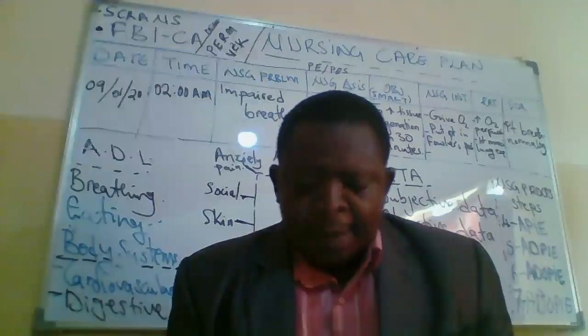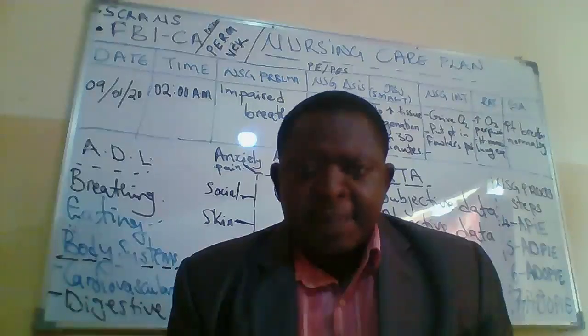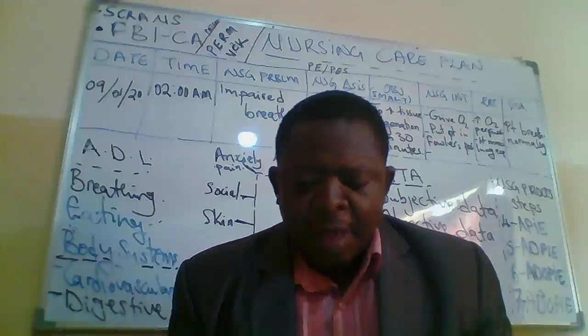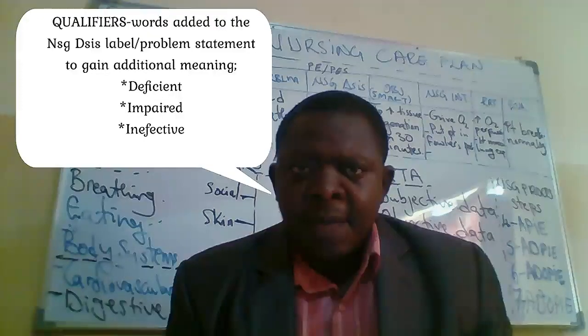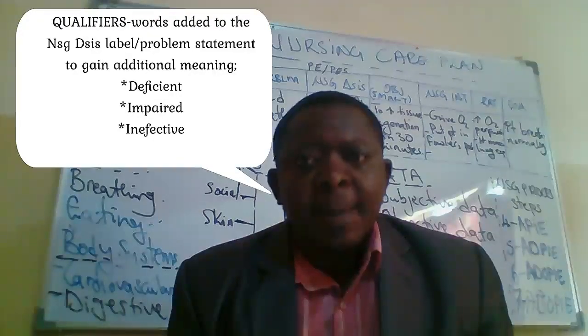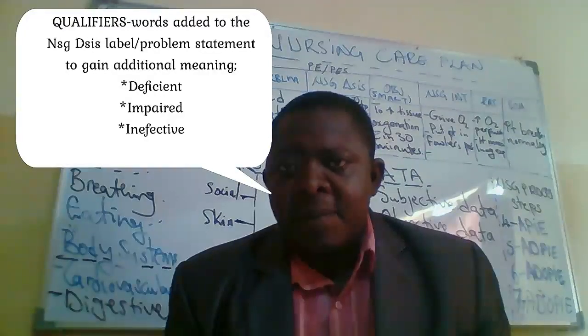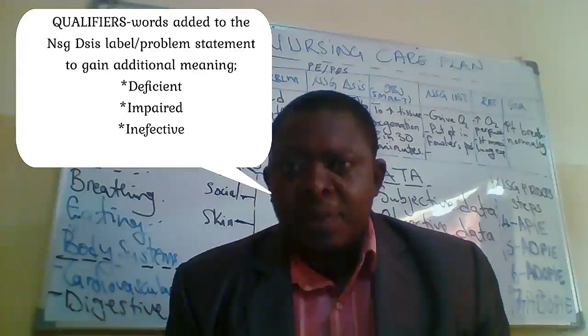All right. Apart from that, there is implementation. Implementation is the actualization of the plan of care through nursing intervention. And when you look at our nursing care plan there, we have nursing intervention, and then we have rationale, which has been written as RAT, and nursing intervention also written in short form.